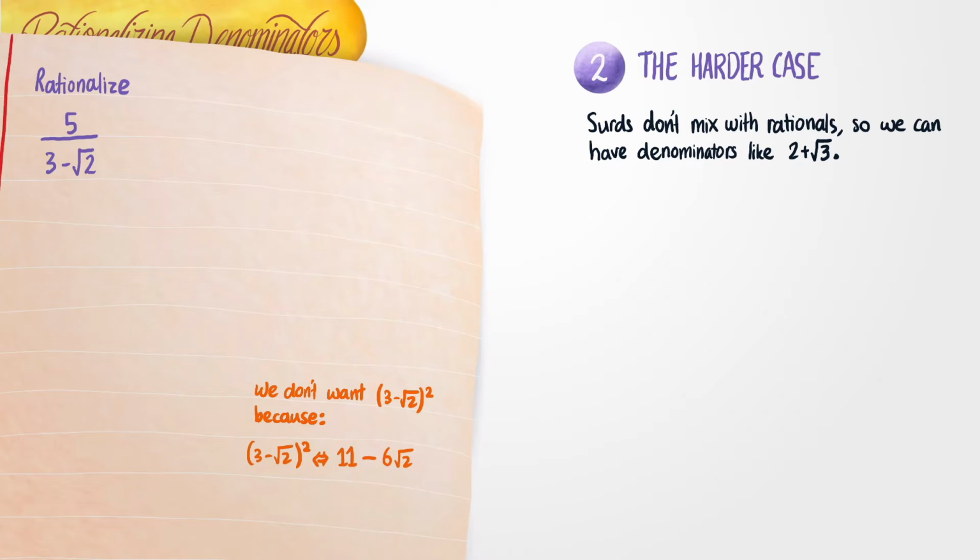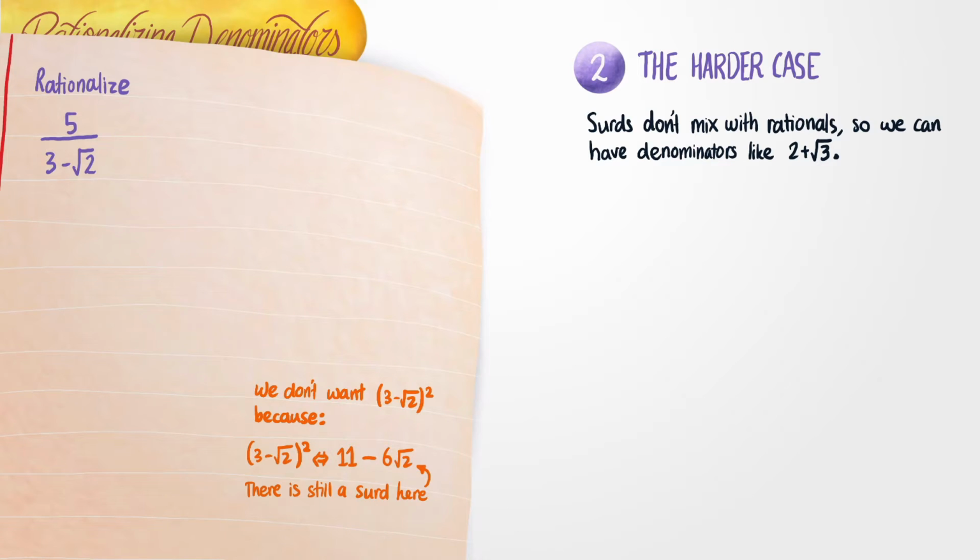Now at this point, I hope you can see why we don't use this. By squaring 3 minus the square root of 2, you end up with 11 minus 6 times the square root of 2. Notice that you do not get rid of this square root of 2. So if we multiply by 3 minus the square root of 2, we would not be getting the surd out of the denominator.